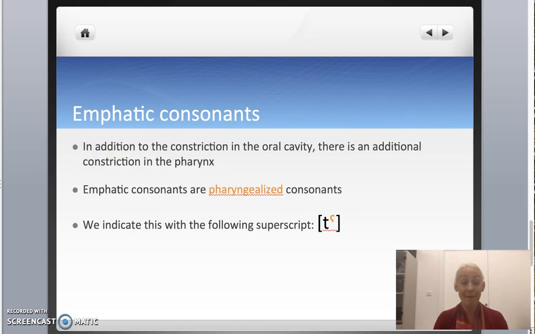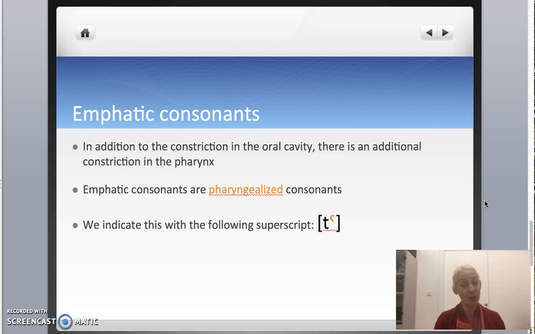In Arabic, emphatic consonants have a complex articulation. So they have one constriction somewhere in the mouth. So for t, it's going to be a constriction at the alveolar ridge. But there's also an additional constriction in the pharynx, at the root of the tongue. So another way of saying this is that emphatic consonants are pharyngalized consonants. And in the IPA, we use this symbol that you see here in orange to say that the consonant is pharyngalized.